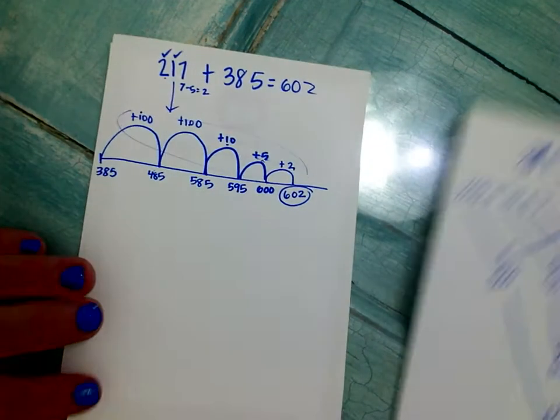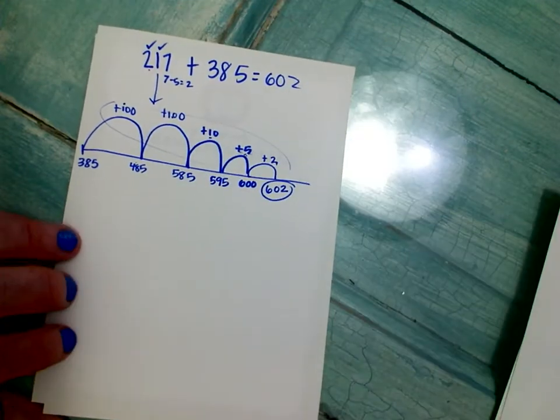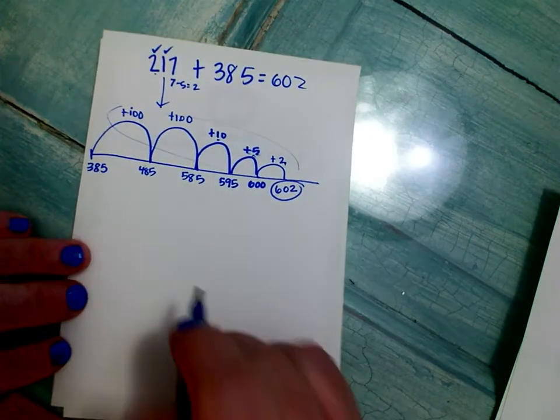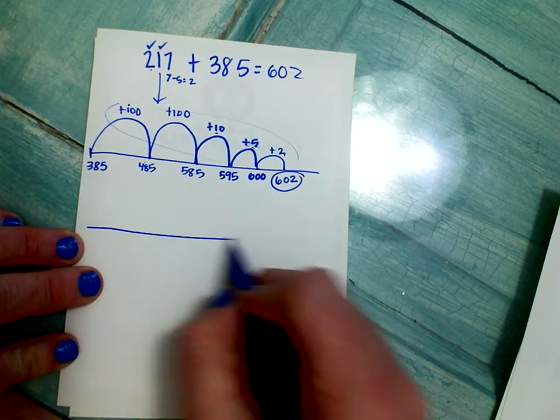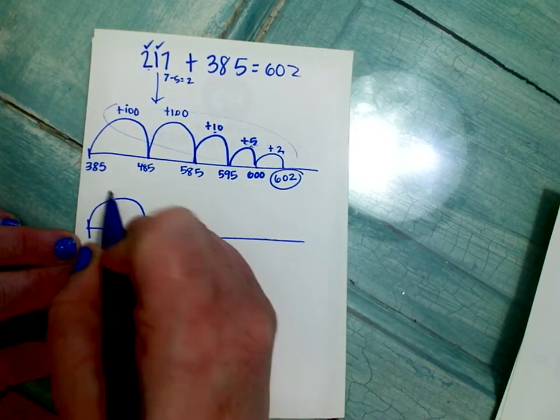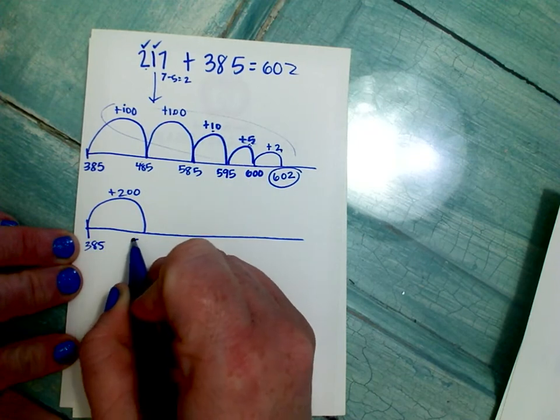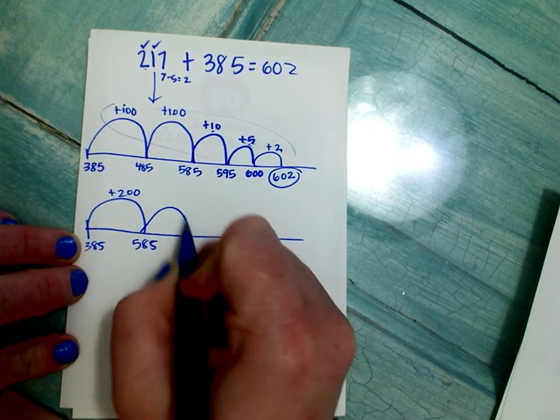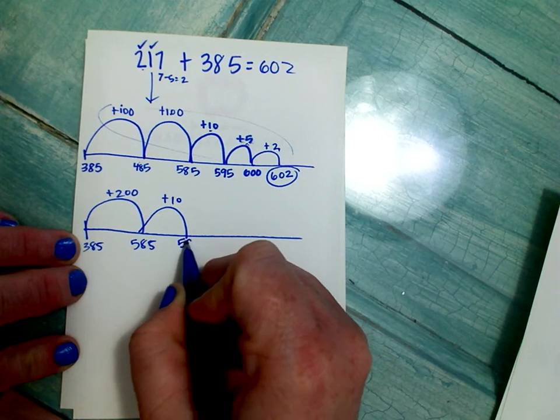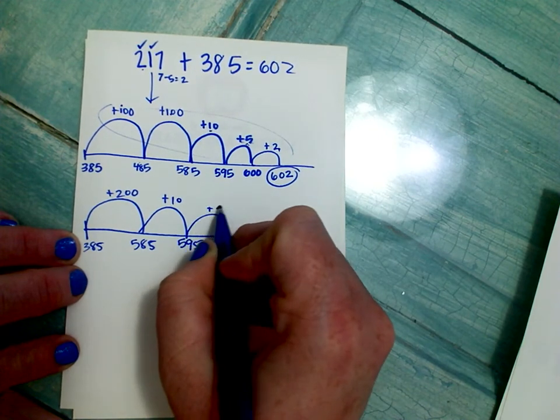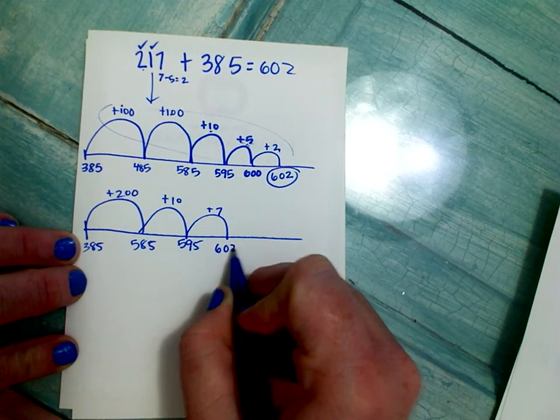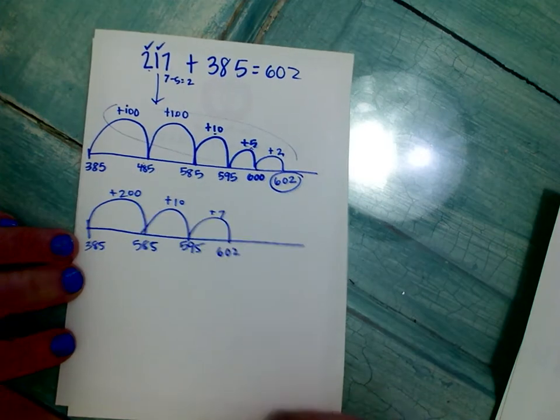You can see that this is a little more advanced than this one, because they have to be able to do that kind of addition in their head. If they were very fluent, they might do something like this: plus 200, which would equal 585, plus 10, 595, plus 7, 602. Some kids can do that, and that's fine.